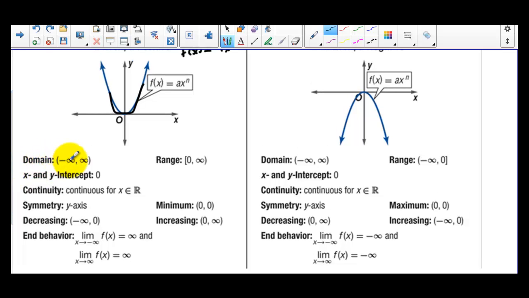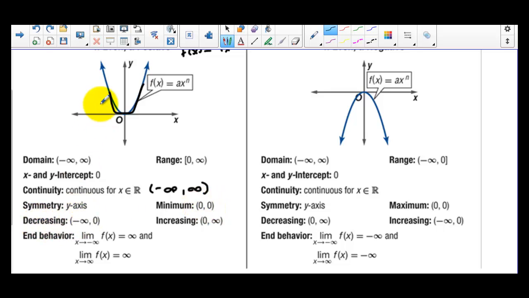The domain would be negative infinity to infinity. The range is 0 to infinity. X and y intercepts would both be 0. The continuity, it would be continuous for all reals. And we would say that the continuity is negative infinity to infinity. In other words, there are no places where this graph would be discontinuous. The symmetry is over the y-axis. The minimum value is 0 at x equals 0.